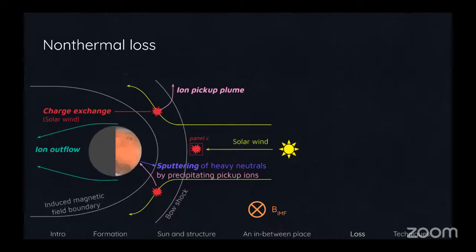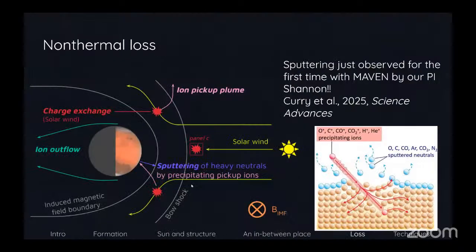I wanted to highlight one process here called sputtering. So as this wind is coming in and interacting with the planetary atmosphere, besides these electromagnetic processes, it can also just truly slam into the atmosphere and knock stuff off physically. We have expected that this has been going on at planets for a long time, but we recently just finally observed it for the first time at Mars. This was written up by Maven's PI Shannon Curry. Paper came out 2 days ago, so very exciting, brand new science, fresh off the press.